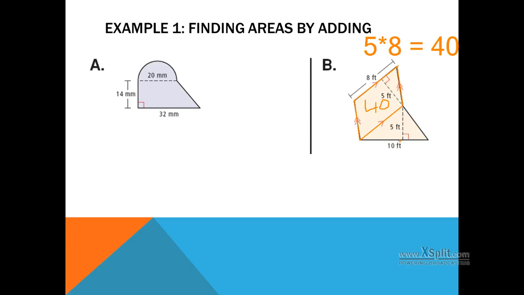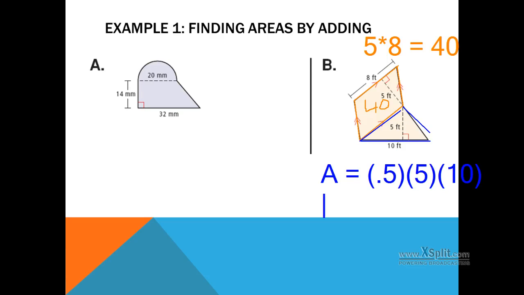For this other one, we have a triangle, height of 5, base of 10. I'm going to highlight this in blue, just so it's a little different. Area is equal to 1/2, so 0.5 times our height times our base, or base times height. You can write that in whatever order. I know 5 times 10 is 50, half of that's 25, so our area is equal to 25. Area of this triangle on the bottom, 25.